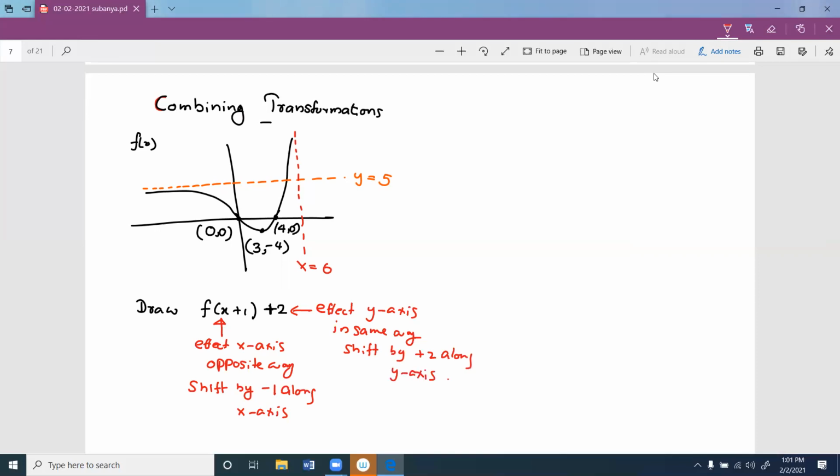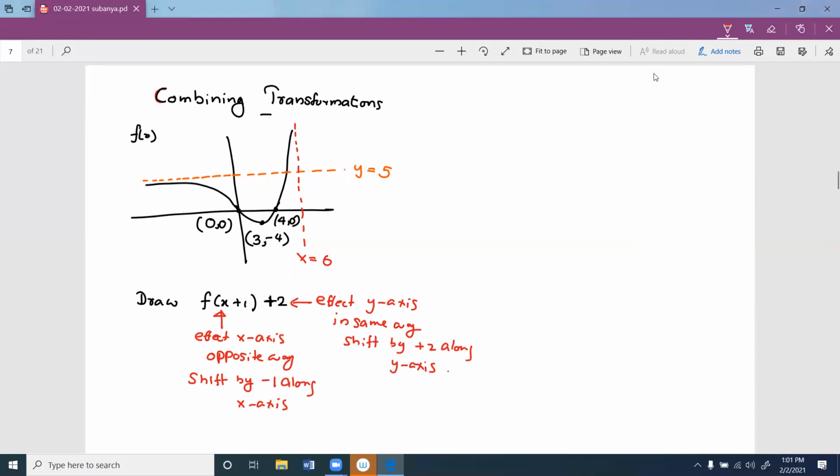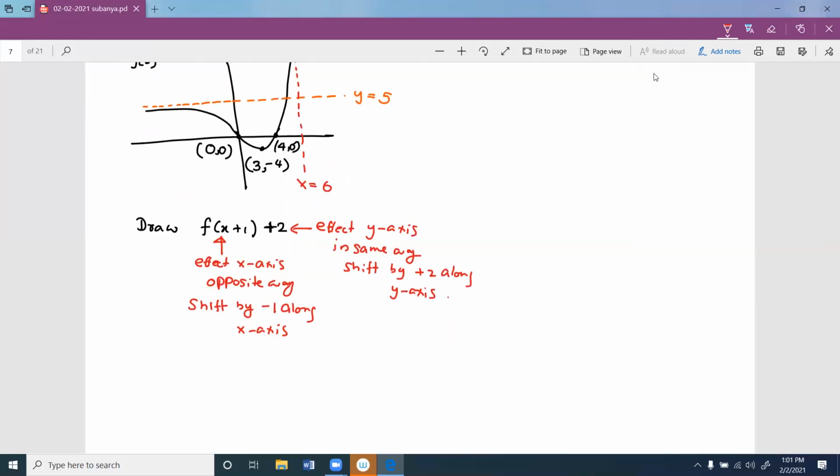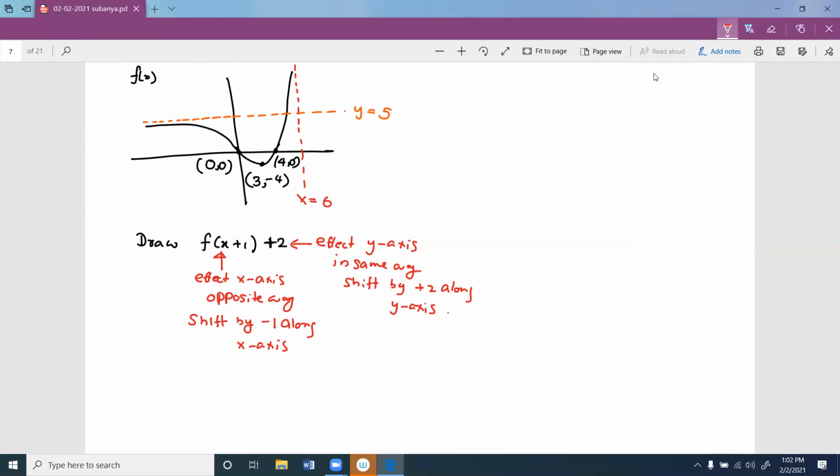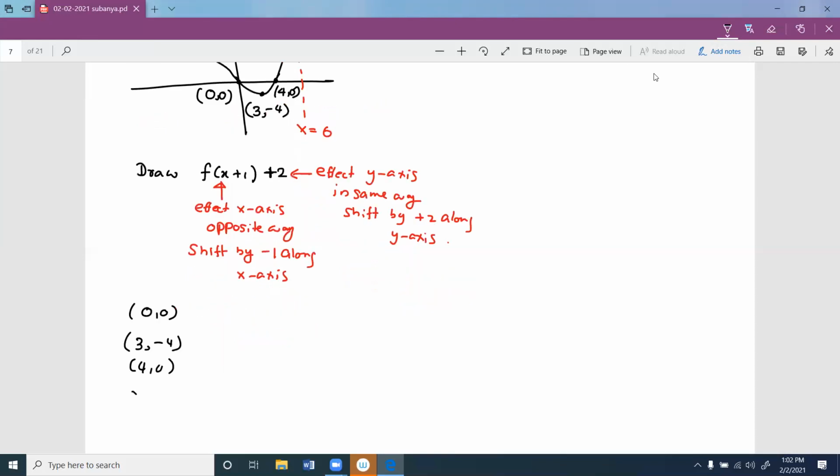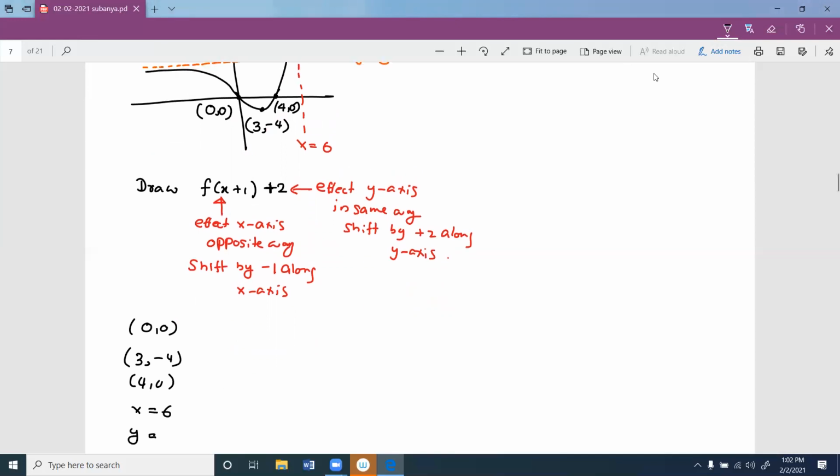Now let's see how this works out with these operations. When you want to do this, we have to write down the coordinates. What happened to 0, 0? What happened to 3, minus 4? What happened to 4, 0? And what happened to the axes of asymptotes, x equals 6 and y equals 5?